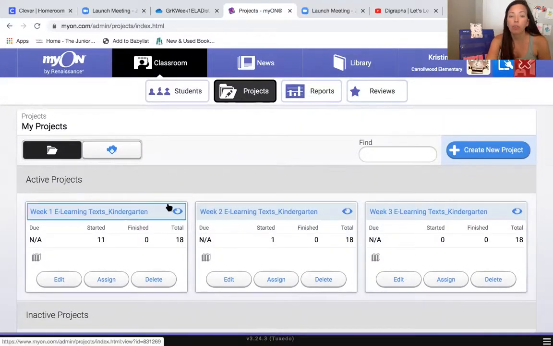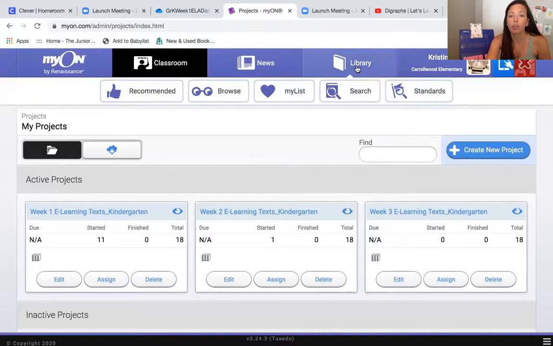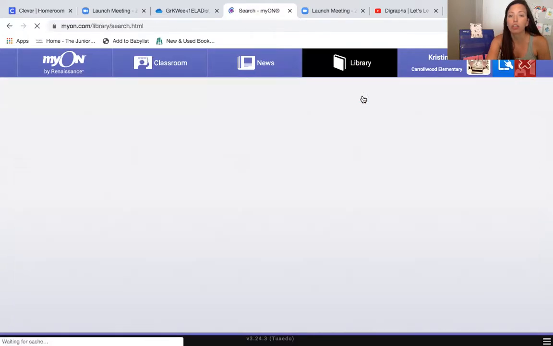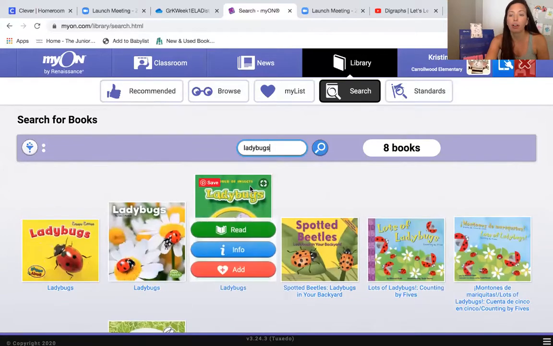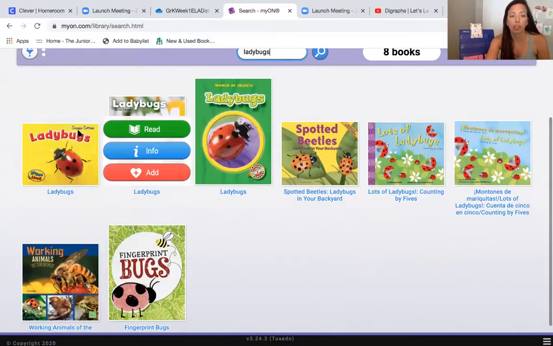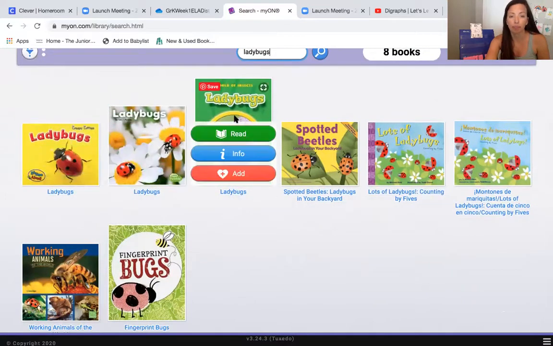If you don't want to do that, or if you're having trouble with that, then you can just go back to library and search for the book. The book we are reading today is called Ladybugs. And there are a lot of different Ladybug books. This is the book you read on Monday, and this is the book we're reading today. We are also going to be reading this book on Friday as well. This is a nonfiction book.